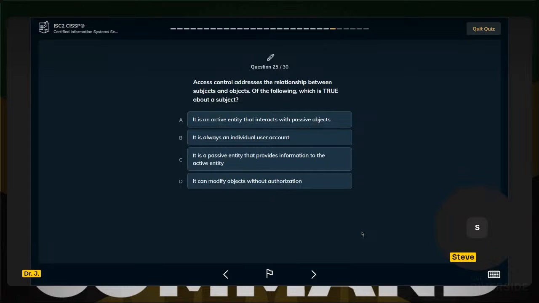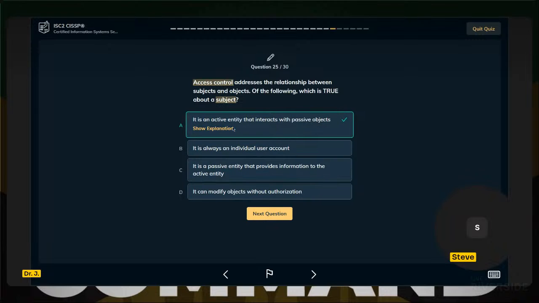All right. Access control addresses the relationship between subjects and objects. Of the following, which is true about a subject? I remember this one. Isn't that A, the active entity that interacts with passive objects? I agree, I'll go A, because object is what's being acted on.